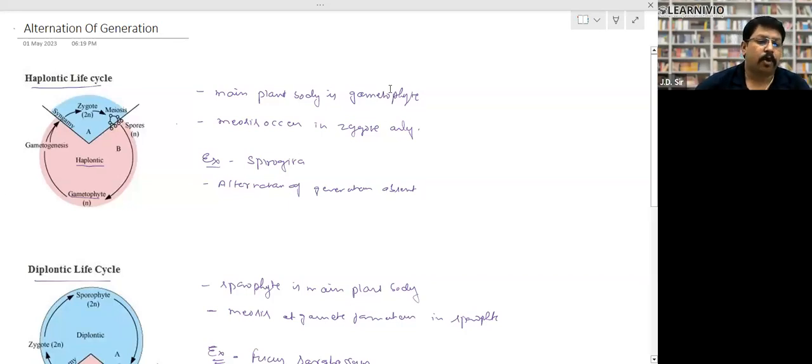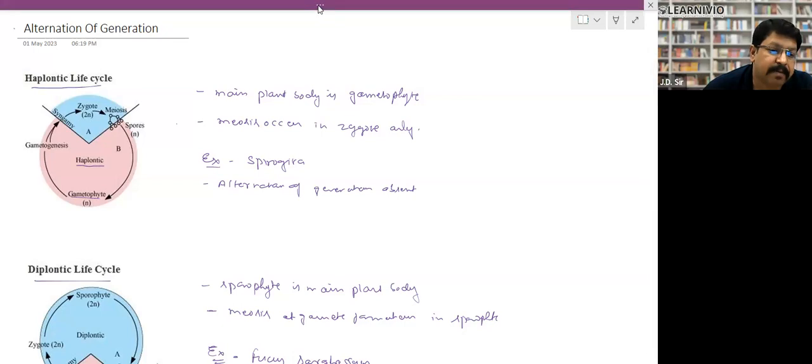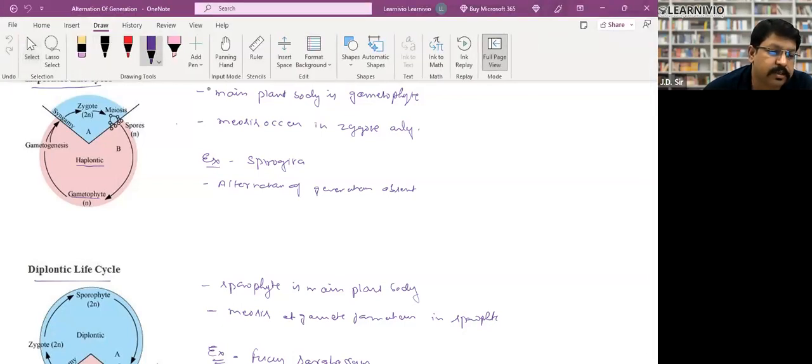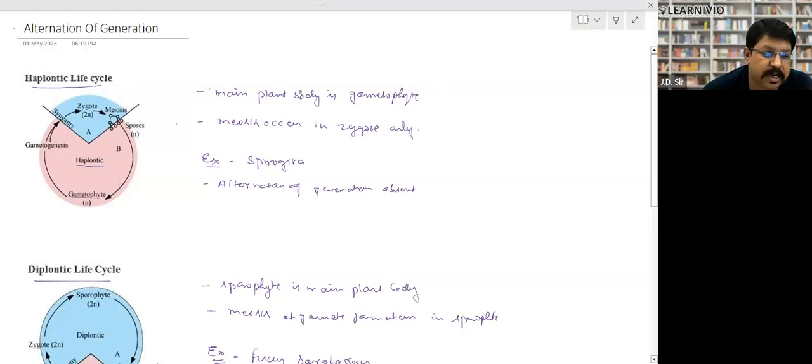The main plant body is gametophyte, right? So the main plant, I'll dictate it. Just first try to understand. The main plant is a haploid organism, right? So it will have only a single set of chromosomes.